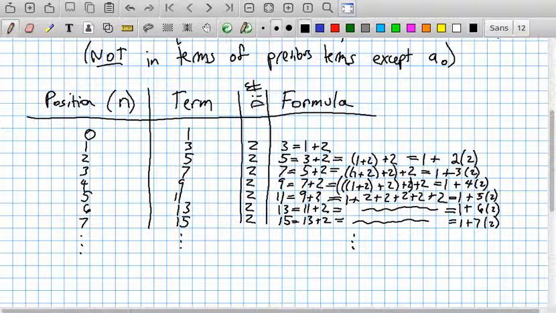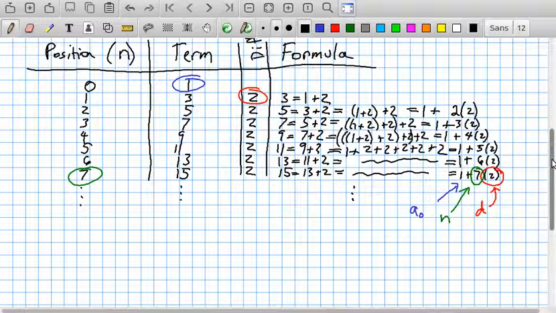If we take a look at it here, that 1 was the very first term. And what is this 2? This 2 is the difference, so this 2 is the d. And what's 7? I see a 7 on this line. That 7 is the position number, n. So what this says is we can write our formula in the following way: a sub n is equal to a sub 0 plus n d.